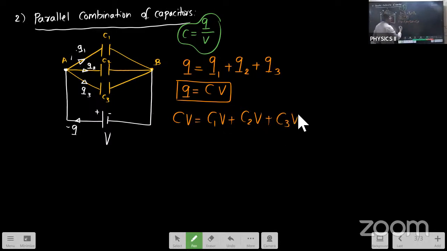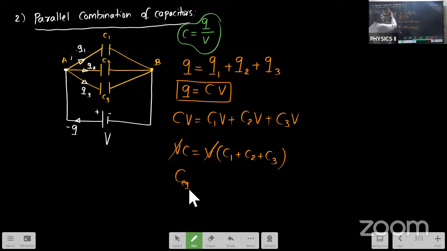So what can I take common here? I can take potential common. So this will become V into C is equal to V of C1 plus C2 plus C3. V and V get cancelled. Finally, I can write the equivalent capacitance in case of which combination? Parallel combination, as C1 plus C2 plus C3. This is the end of this answer.